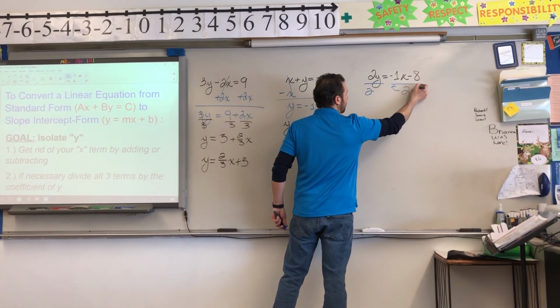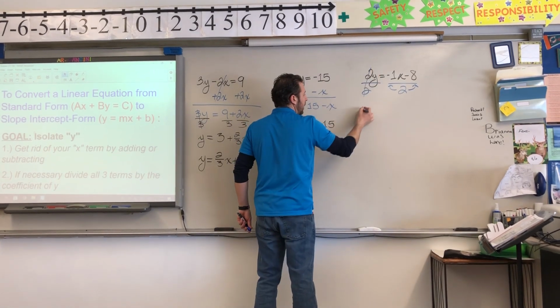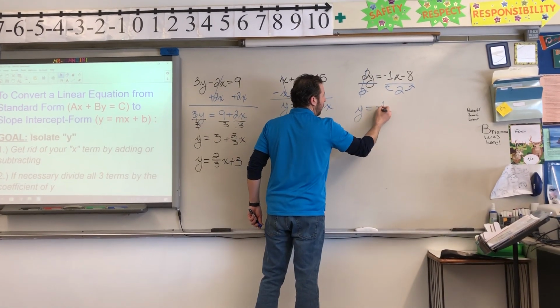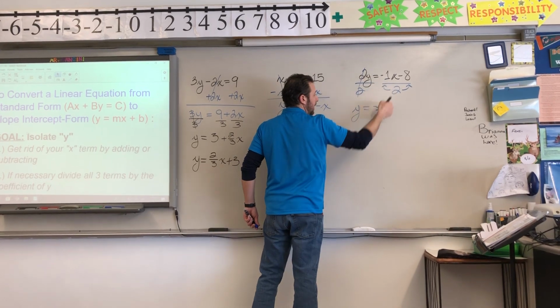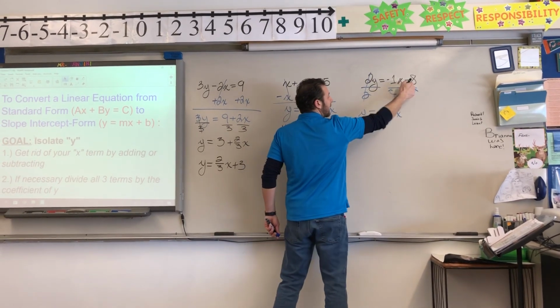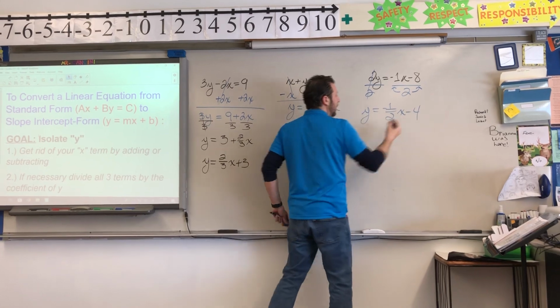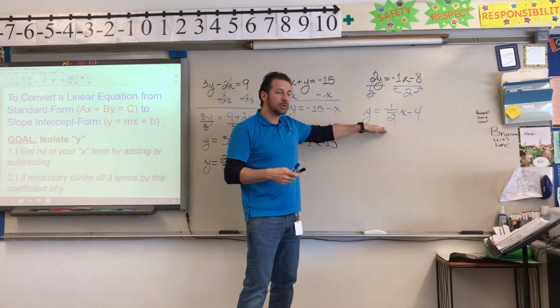Another way to show division on both sides is like this. This cancels out. Y equals negative 1/2, because negative 1 divided by 2 is negative 1/2 x. Negative 8 divided by 2 is negative 4. And again, we find our equation now in slope-intercept form.